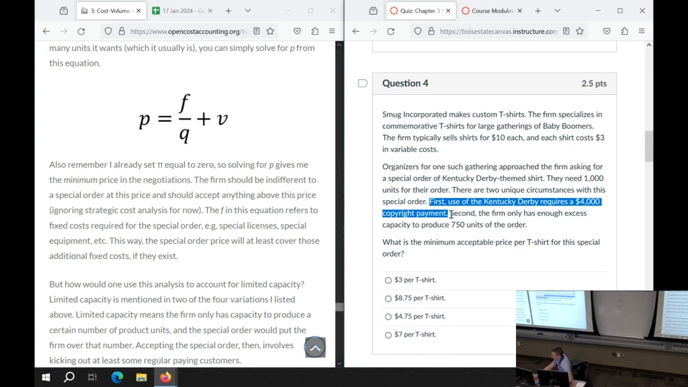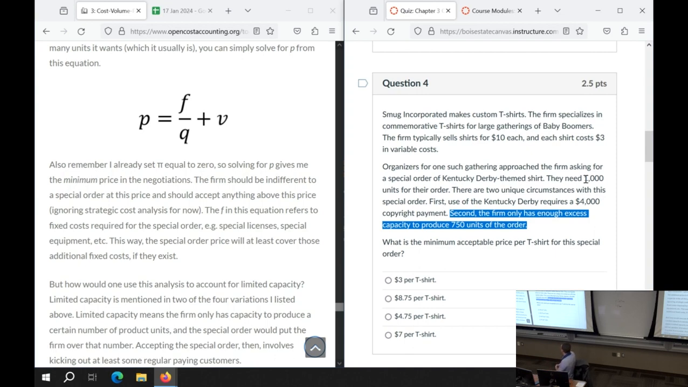The second fixed cost is that we can't produce this with the excess capacity that we have. So we are maybe pumping out 1,000, 2,000, 3,000 for normal paying customers, and we only have 750 units left. But we got to fill an order of 1,000. So we need to sprinkle some pixie dust on there and make 250 extra units, right? That's not an option usually. It's never an option in the question here. Instead, we have to kick out 250 regular paying customers to fill this order.